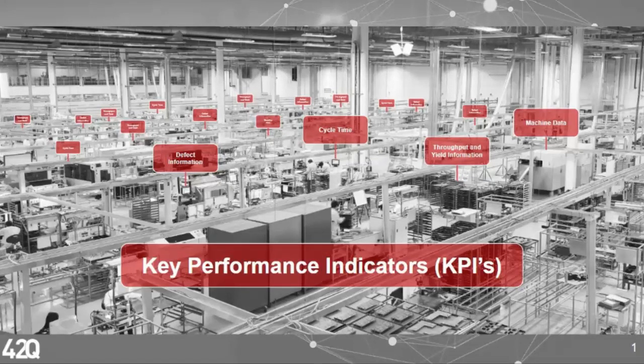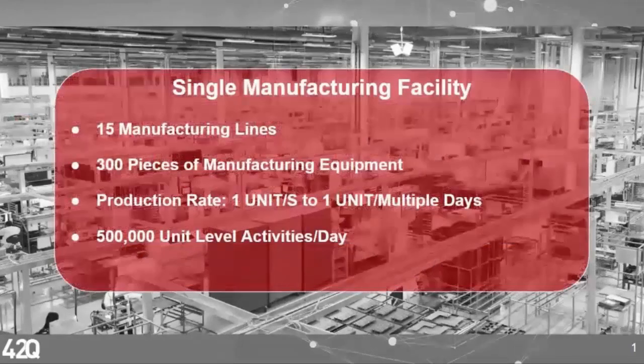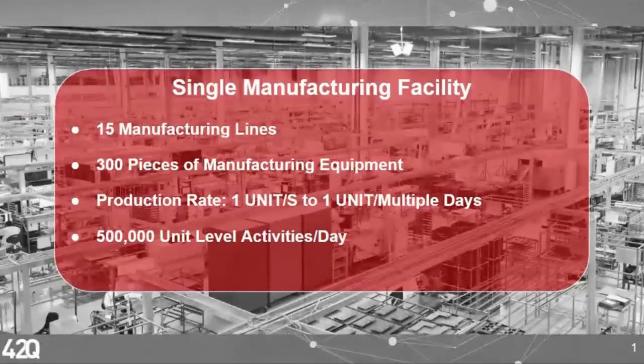So you've got this massive amount of data on your manufacturing floor, and it's a lot to keep up with. Let's take a look at an example of a single manufacturing facility. Let's say you have a single manufacturing facility with 15 manufacturing lines, 300 pieces of manufacturing equipment, and a production rate of anywhere from 1 unit per second to 1 unit per multiple days, depending on what you're making. It could be a mix. And this comes out to about 500,000 unit level activities per day.